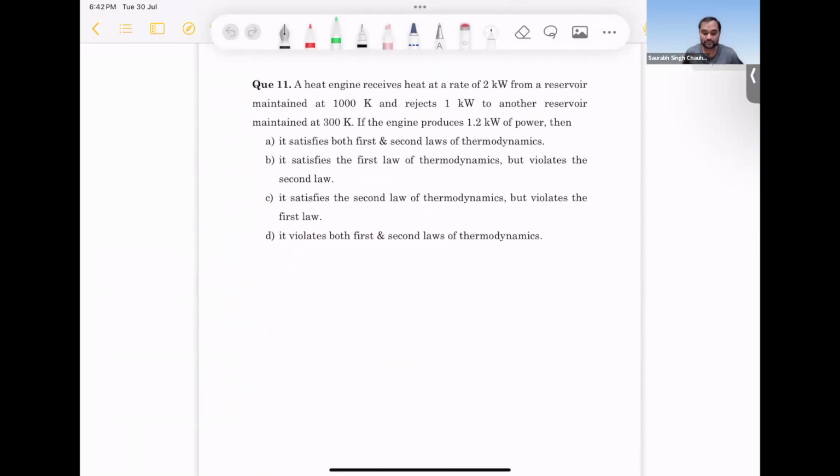If there is no doubt, then we can move to the next question. Just read this question and we will solve this.